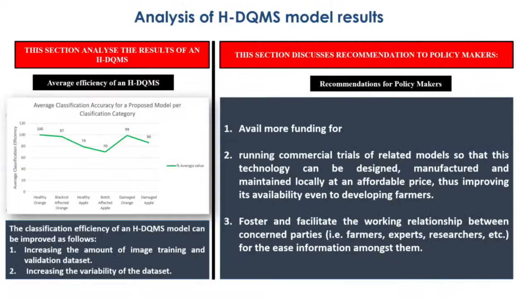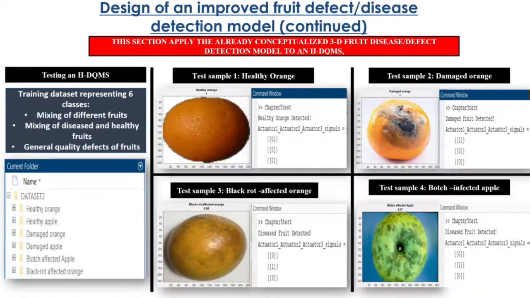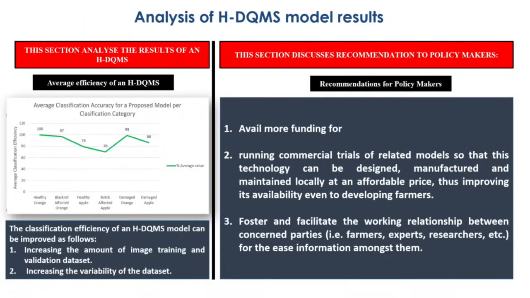These are the testing results of this model. Looking at the average classification accuracy, I found that for some classes I was getting low 70% classification accuracies, but this can be improved by increasing the amount of training data and also increasing the variability of the data set used to train the model.